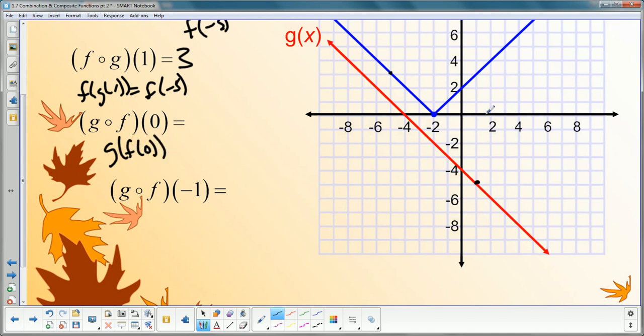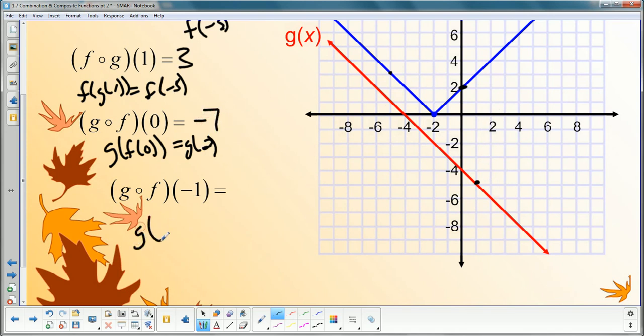So f of 0, we need to go to where, when x is 0, we're going to have it at 2. So now I'm looking for g of 2. So I'm doing it opposite. I looked at red for the first two, now I'm looking at blue. And so g of 2 is going to be at negative 7.